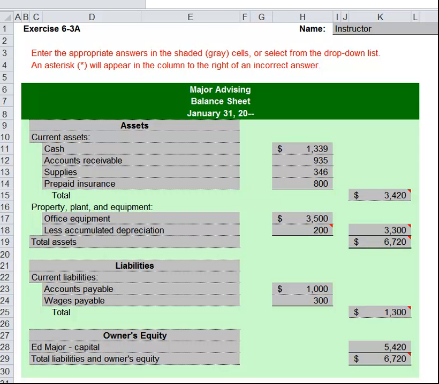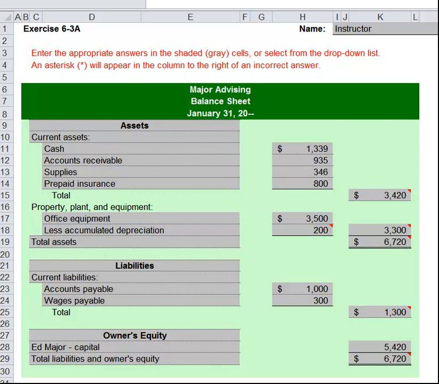So in creating a balance sheet, we're only going to use assets, liabilities, and owner's equity because those are the only items that go on the balance sheet. Assets are listed first, liabilities are listed second, and then owner's equity is listed last. And you'll notice that this looks a little bit different from balance sheets that you have created previously. This is what we actually call a classified balance sheet.